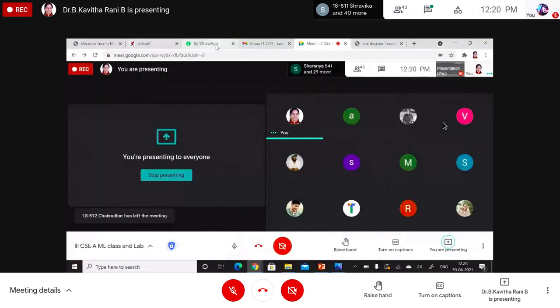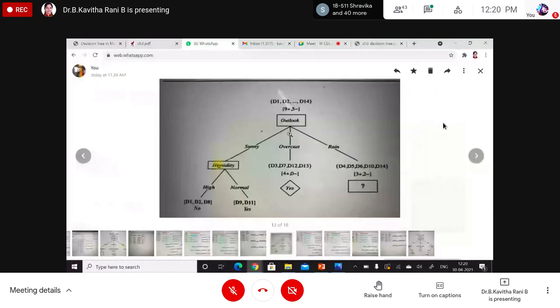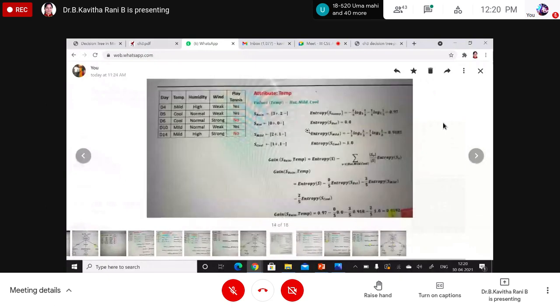Now again you have to take the rain node, on the right-hand side, the third outcome. Take that, and calculate the entropy value and the individual information gain values.